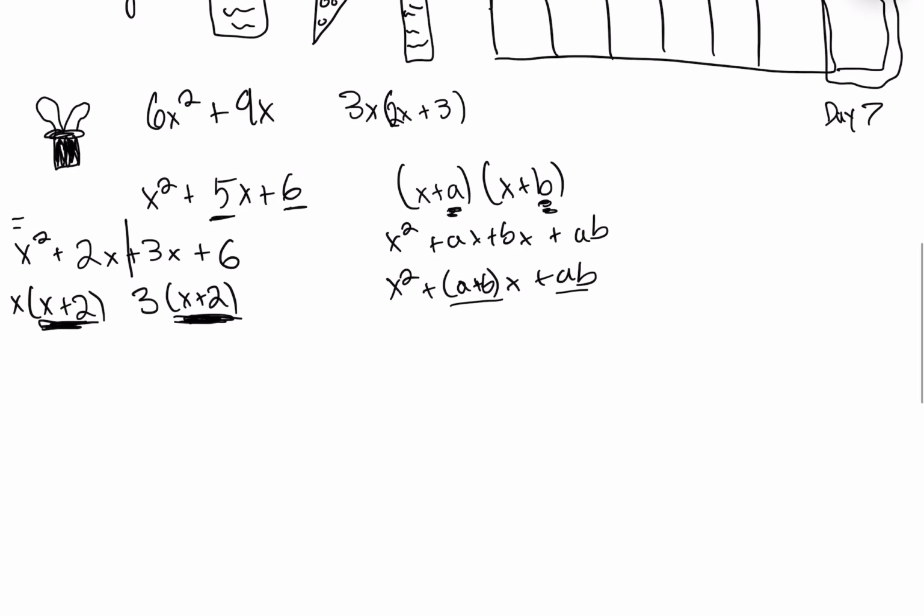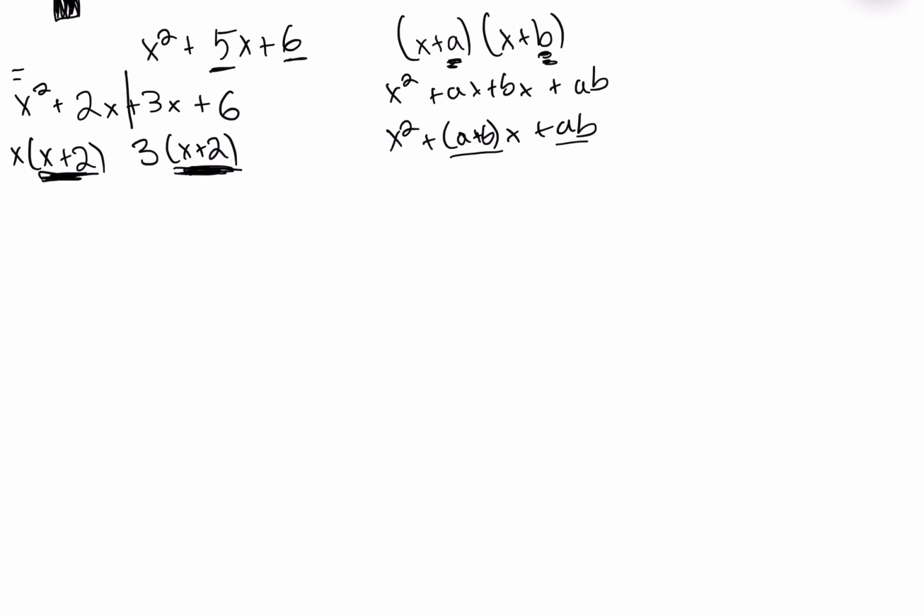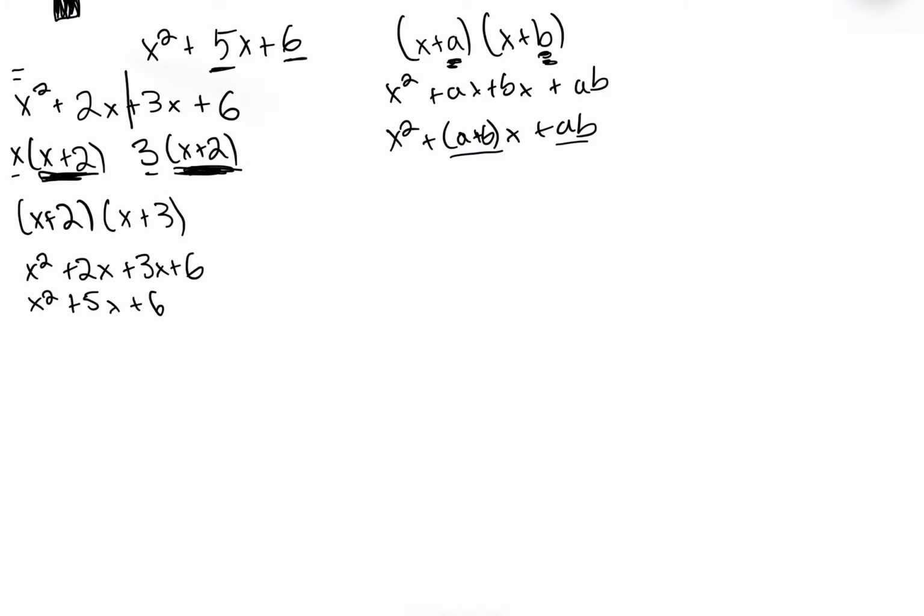Now that we have that out of the way, we have x plus 2. All we do is move it down. And what do we have left? We have this x and this 3. We move it down here. And our factored form is (x plus 2)(x plus 3). We multiply it out just to see. And we get, oh, look at that, the original equation.